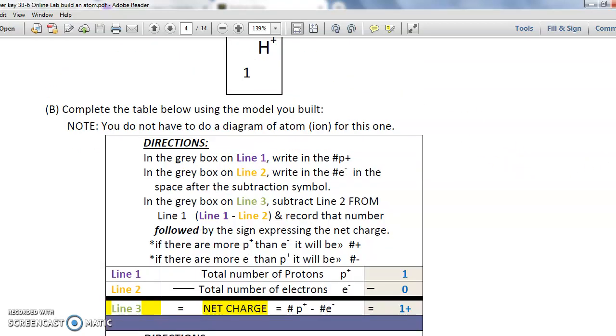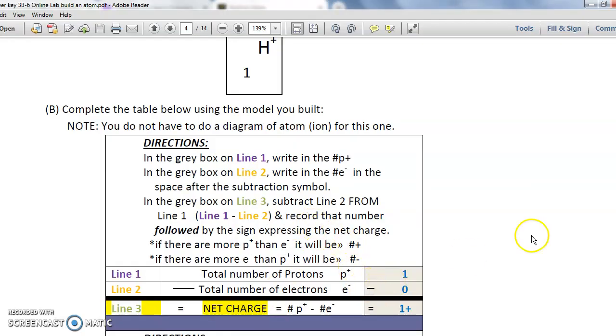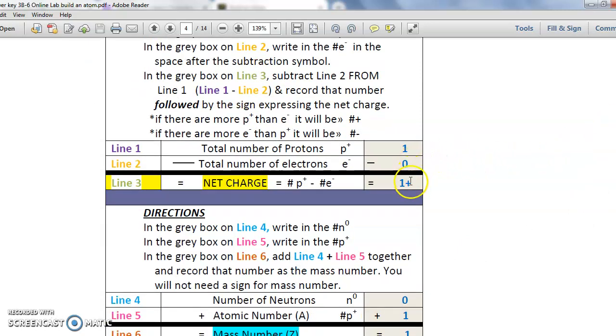If I come down here, what are the total protons? There's my total protons, atomic number is 1. How many electrons did I have in this? There were 0. So I put 0 electrons on this line. 1 minus 0 is 1, and it's positive 1. So I put the positive on the end. 1 minus 0 is a positive 1. But in correct convention of chemistry, the positive sign follows the symbol.